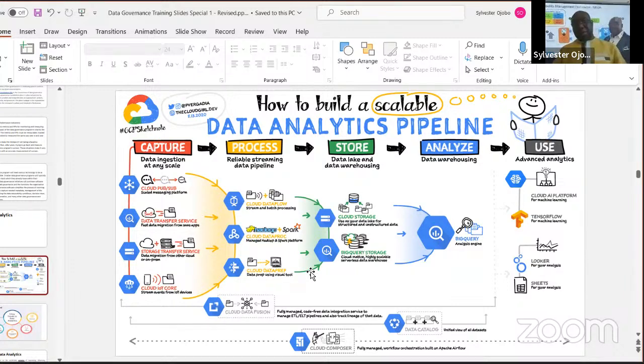This is a pipeline of data analytics. You capture the data, you process the data, you store the data, and you analyze the data to be more useful. And if you don't know data quality, it will be so difficult for you to have the analytics aspect of data. So as we proceed, you will understand what this diagram entails.